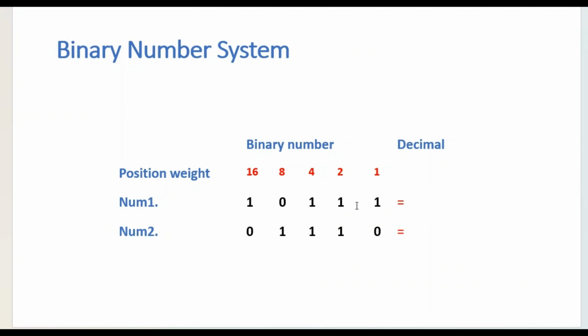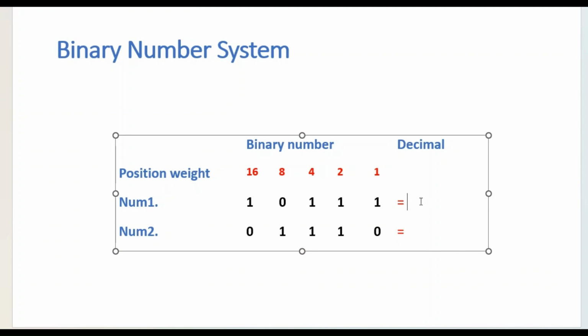So we know their positions: 0th position, 0, 1, 2, 3, 4. So their weights are given: 2 to the power 0 is 1, 2 to the power 1 is 2, 2 square is 4, 2 to the power 3 is 8, 2 to the power 4 is 16. So this number is 16 plus 4, 20, 20 plus 2, 22, 22 plus 1 is 23. And let's consider the second number.